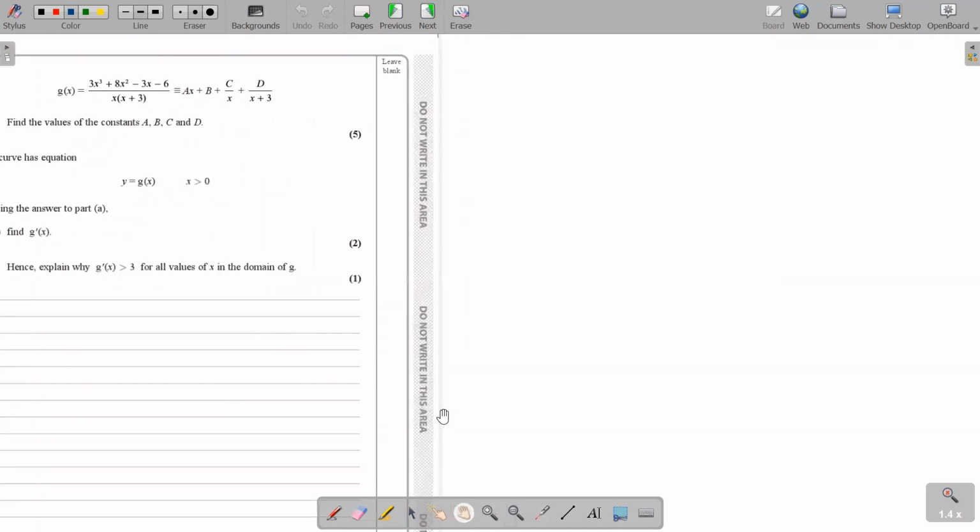Okay, what's the first thing we do? So they have given you the partial fraction format. What we do here is first we take the denominator x times (x plus 3) to the other side, right? So what do we get here? 3x cubed plus 8x squared minus 3x minus 6 equals, how do you do this here? Ax squared, we need to multiply with x times (x plus 3). So I get ax squared (x plus 3). Do you agree with me?